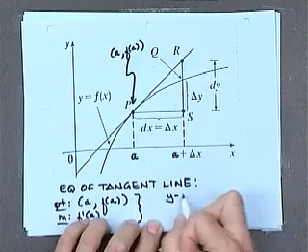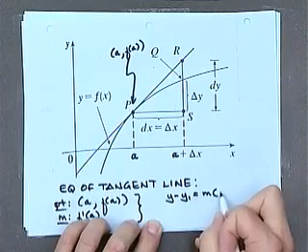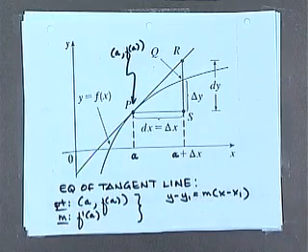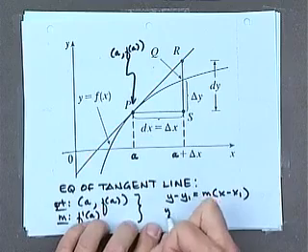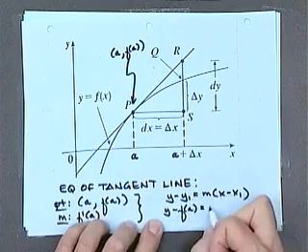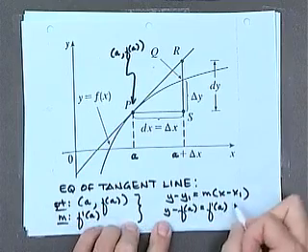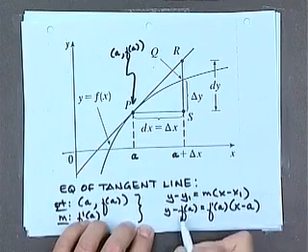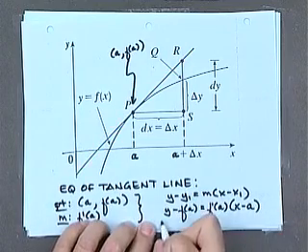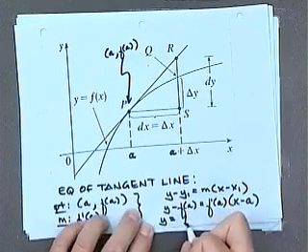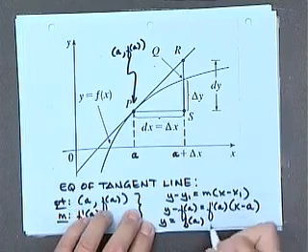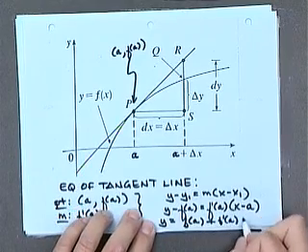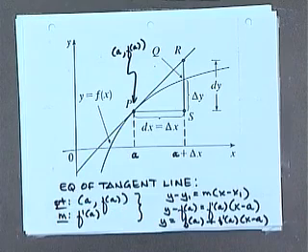So in general, y minus the known y value is slope times x minus the known x value. The known y value is f of A. The slope is f prime of A. And the known x value is A. So what's the equation of this tangent line? If I move the f of A to the other side, it's plus on the other side. Y equals f of A plus f prime of A times x minus A.